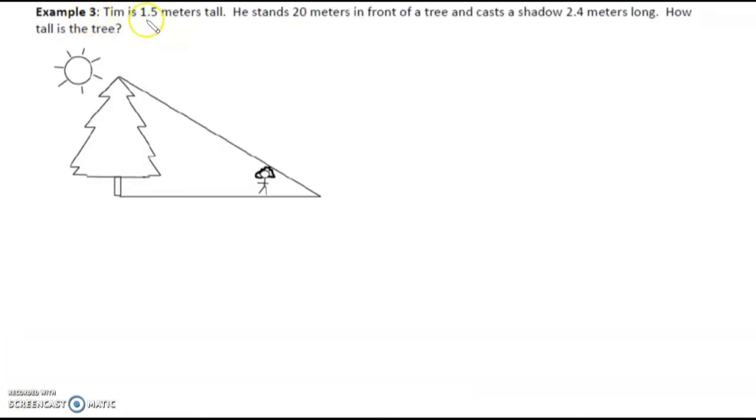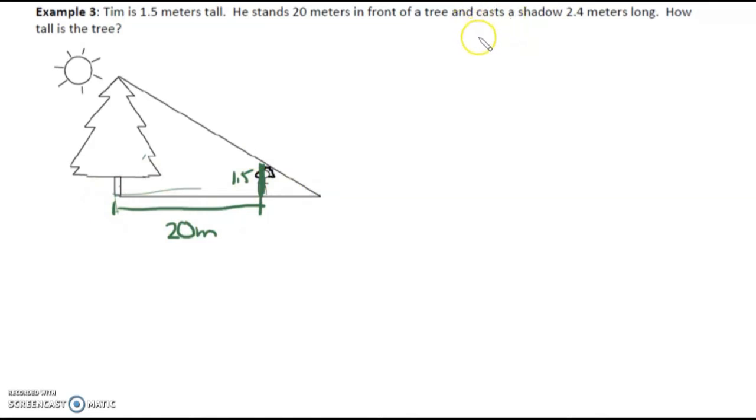Example 3. Tim is 1.5 meters tall. So this would be Tim, and he would be 1.5. Tall is vertical. He stands 20 meters in front of a tree. So here's the tree and here is Tim. From here to here is 20 meters. Just be careful that you don't label this entire side 20 meters, because it's only from the tree to Tim.